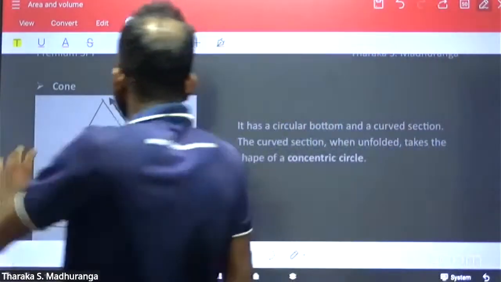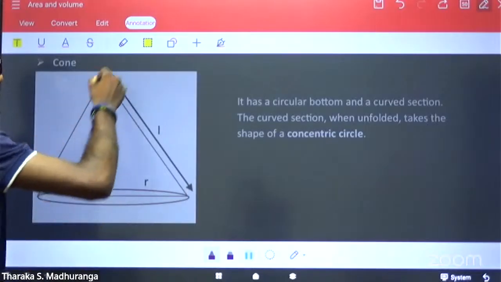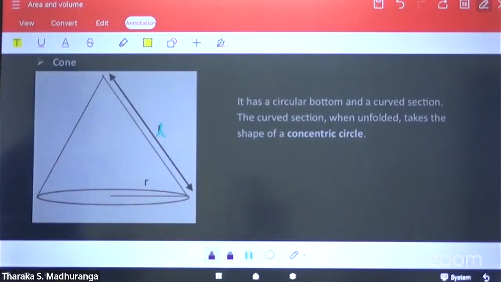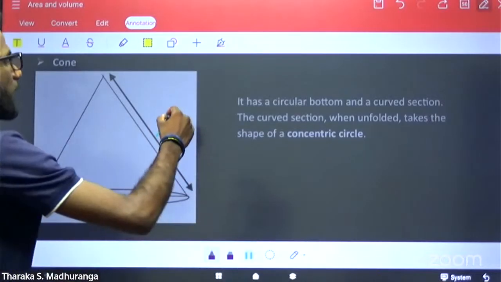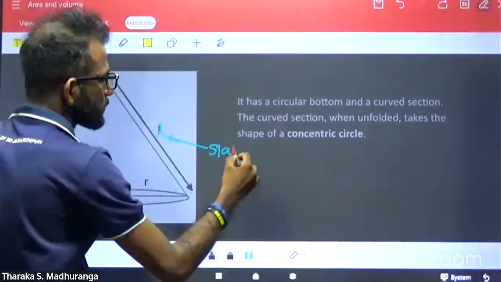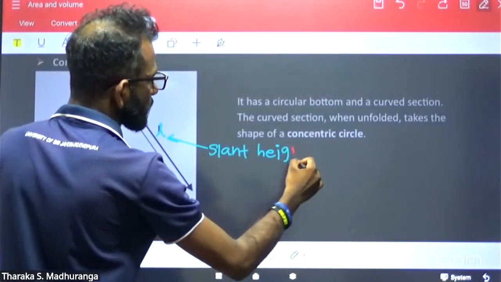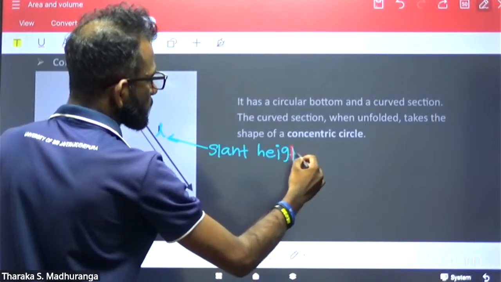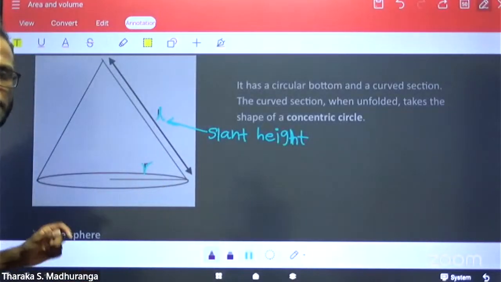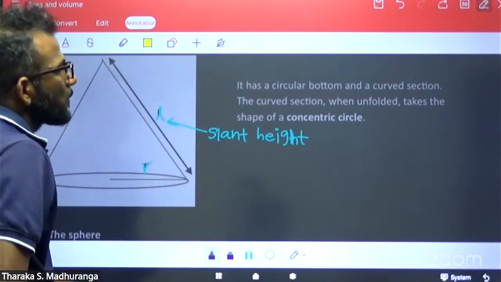Cone. Okay, draw a cone. It is simple: L is what we call the slant height. This is the slant height. This is the radius, r.